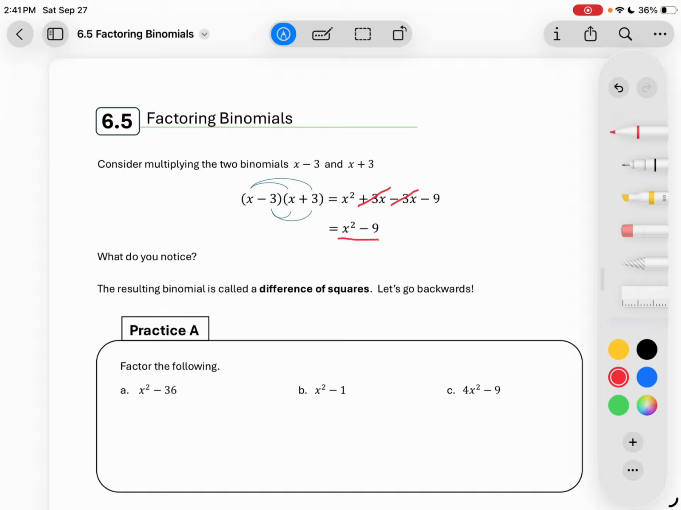This is called a difference of squares. The difference is another way of saying subtraction, and squares are something that have a number or variable that multiplies by itself to equal it. So if you take a look at x squared, that is x times x. And if you take a look at 9, that is 3 times 3. So those are perfect squares, and it is a difference of squares. Let's take a look at the 3 problems in practice A.